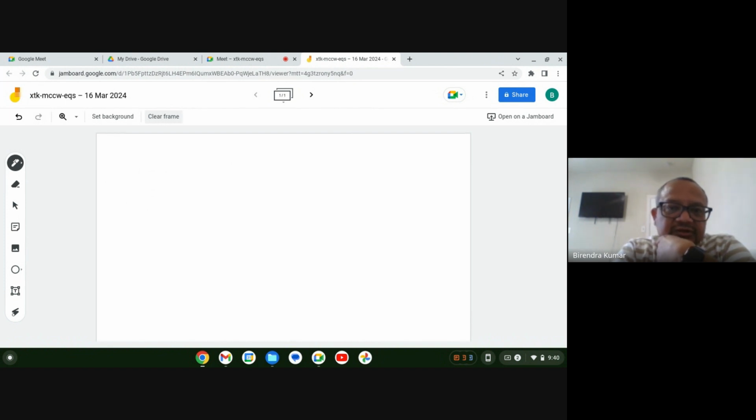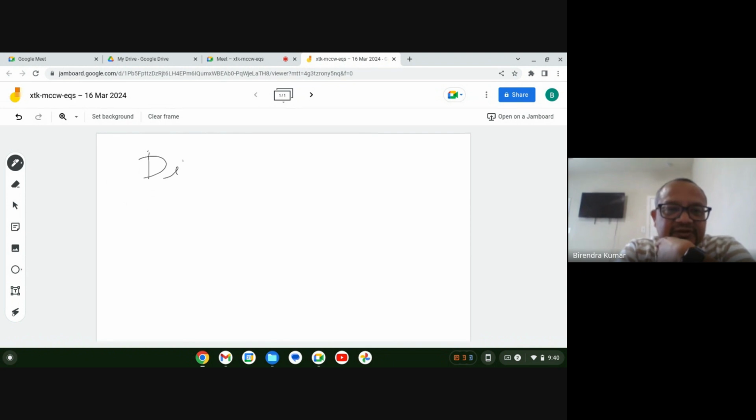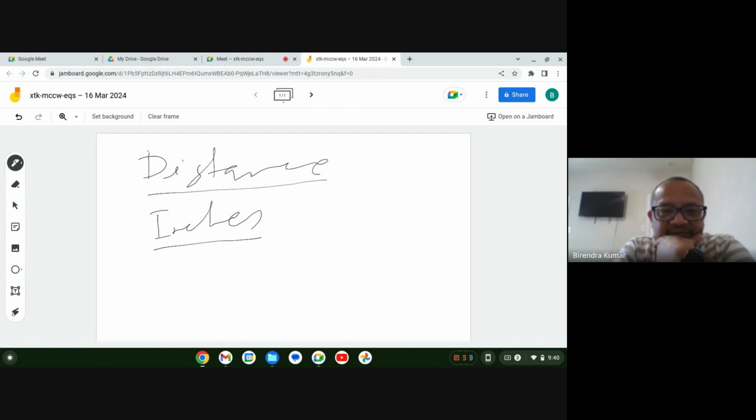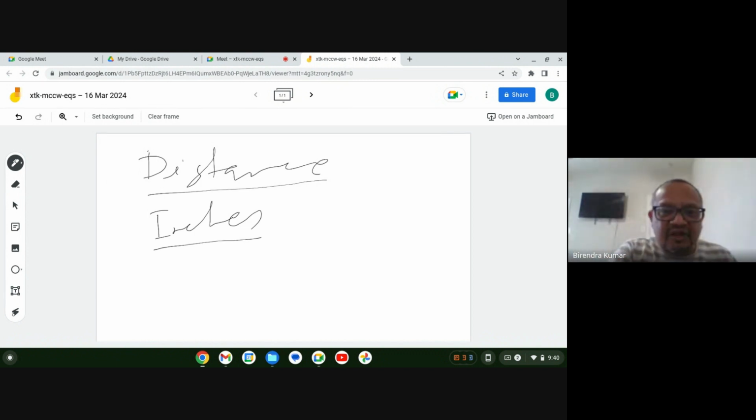Now let's look at the distance part of it in the customary system. The smallest unit is inches. That's what Salini was saying. Remember, Salini? On the scale, you see one side centimeter, one side inches. So, as per the US customary system, the smallest unit is inches. Bigger than inches is called foot, 1 foot.